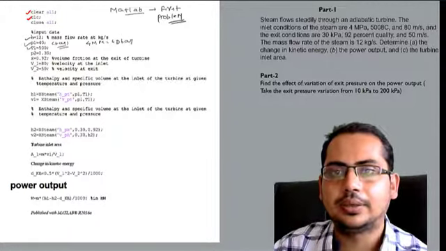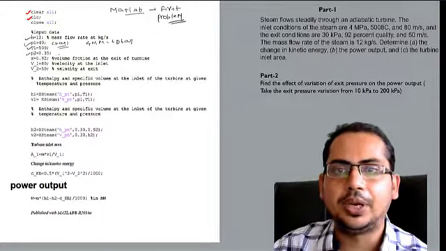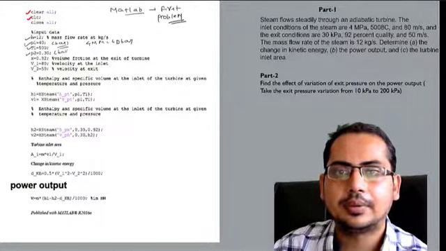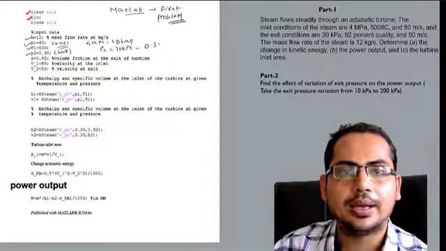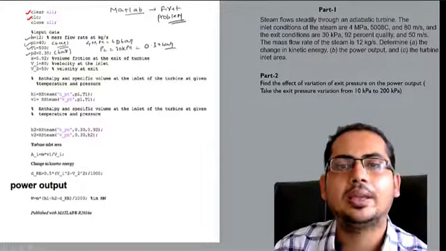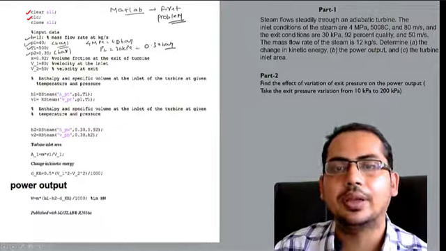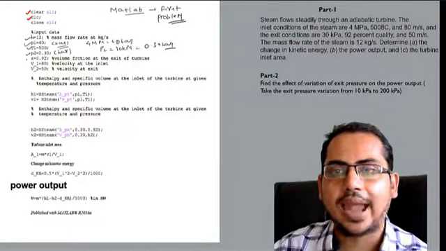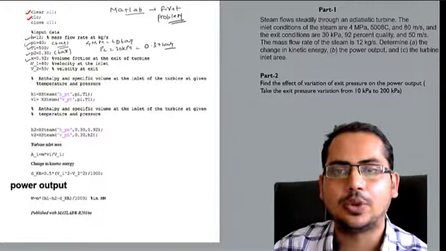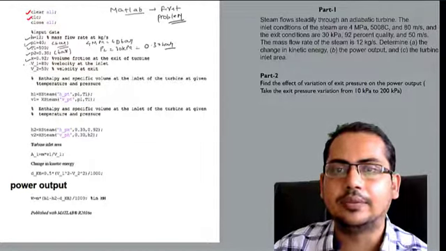This is the temperature. Temperature is in degrees Celsius. P2 is in bar. P2 is 30 kilopascal. 30 kilopascal is equal to 0.3 bar. Why am I taking bar? Because the function is designed in such a way. I will explain, don't worry. This is X. X is 0.92. This is the dryness fraction. And this is the velocity at the inlet and velocity at the exit.